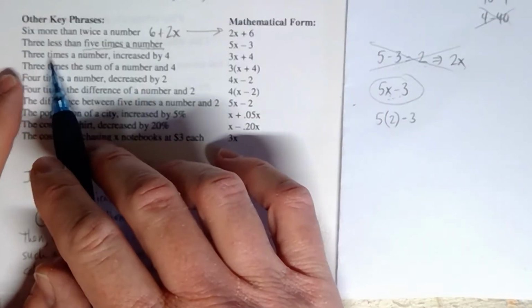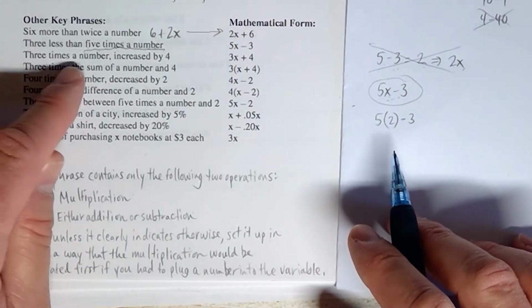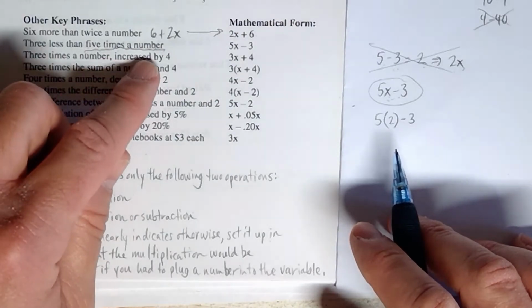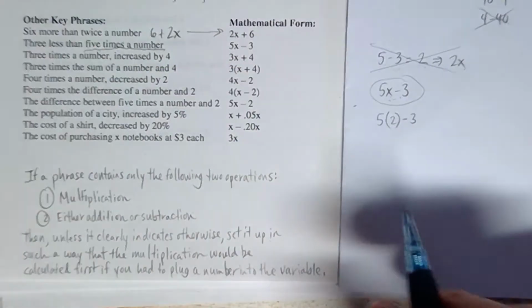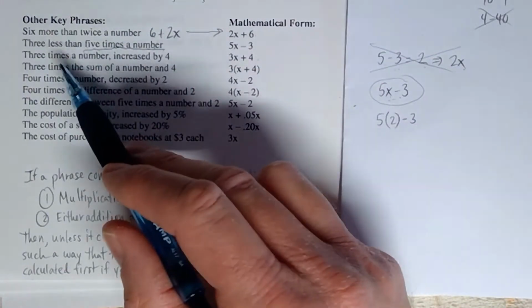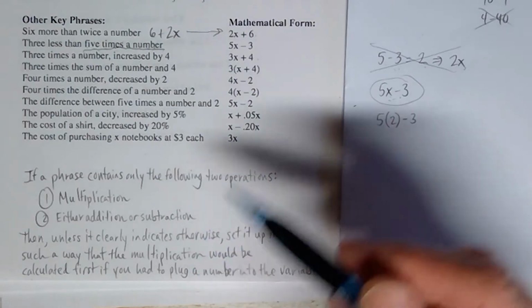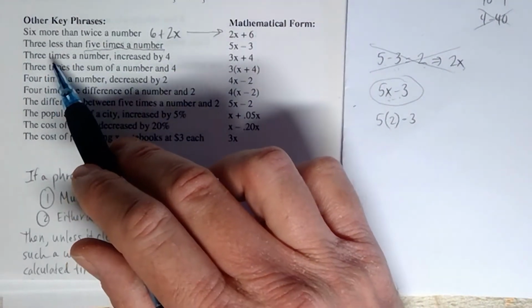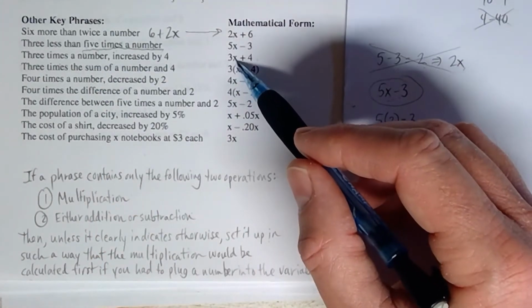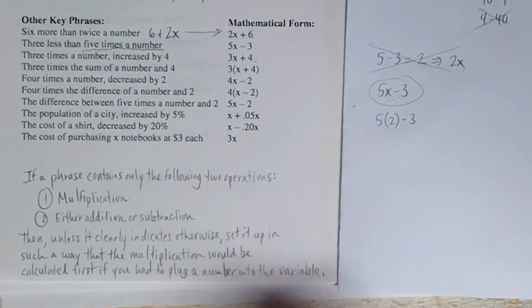Next one here, 3 times a number increased by 4. Okay, 3 times a number, that's 3x, increased by means plus, so we got 3x plus 4. Again, if you plugged a number into that, since this is just multiplication and addition, this rule also applies there. The multiplication would come first here. Now you might be thinking, hey, wait a second, I thought multiplication always comes before addition. Isn't this obvious?